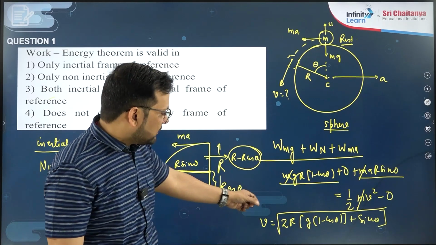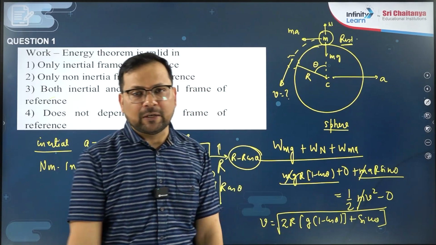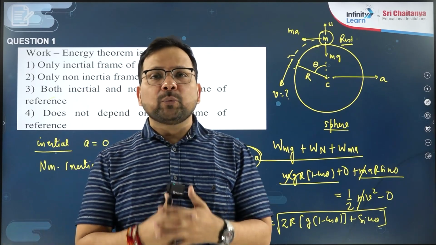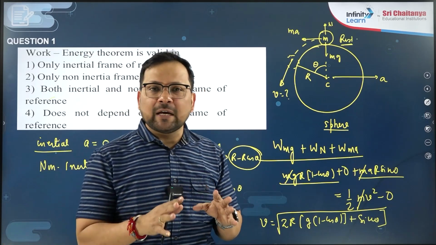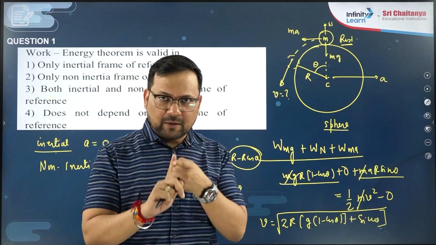If theta is given as some 30 degrees or 60 degrees, g we know, r is given, we can get a numerical value. But that's not the question here. The question here is, I'm so sure that whenever speed and height change, I will use the work-energy theorem in any situation. Number 1.